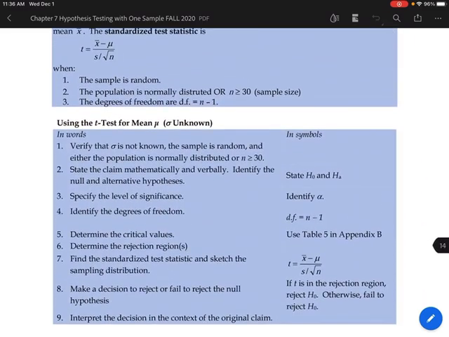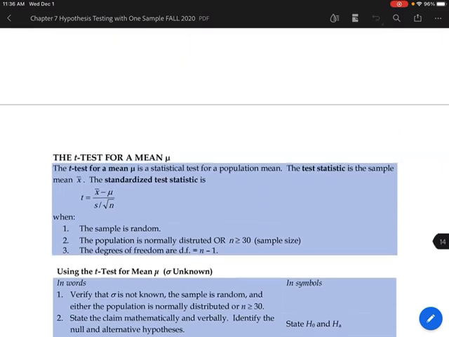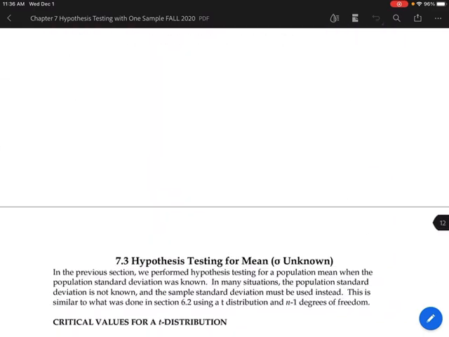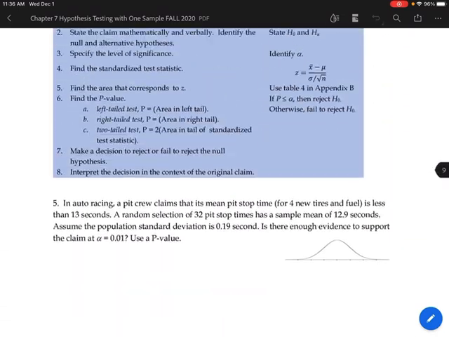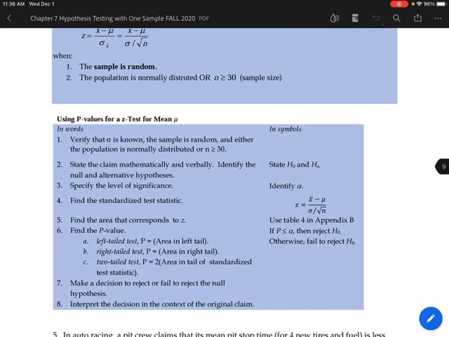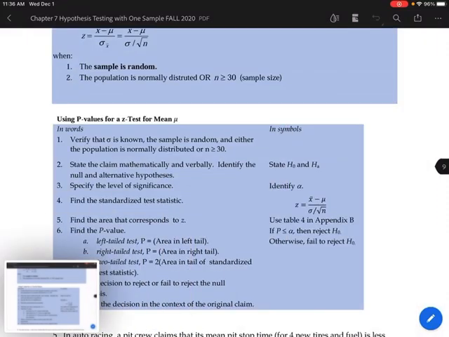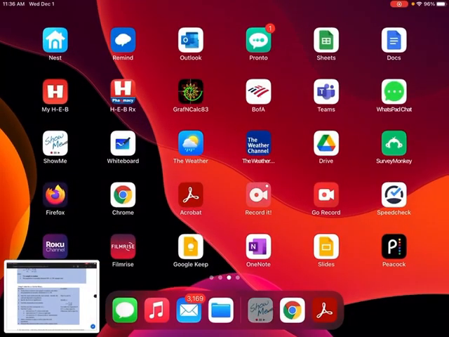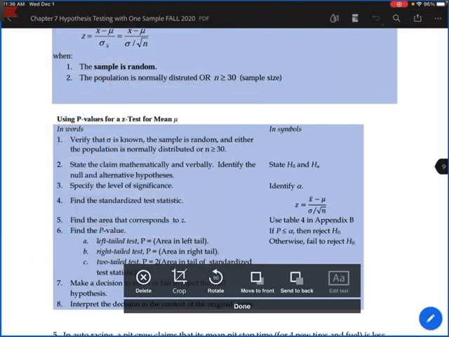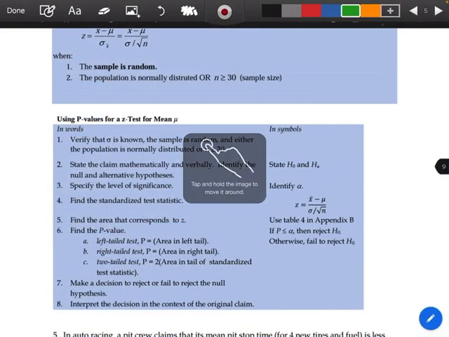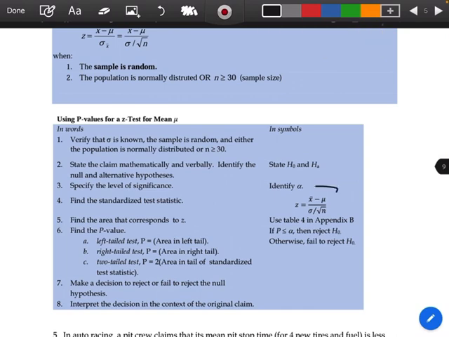And this is what we are looking at right here. Oop, wrong one. There you go, 7.2. This is the one we want. So let me take a screenshot of this so we can find our standardized test statistic. Let's come back over here and upload this part right here. Okay, this right here, y'all, is how I'm going to find my standardized test statistic.